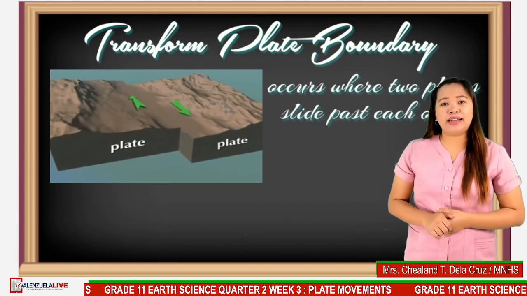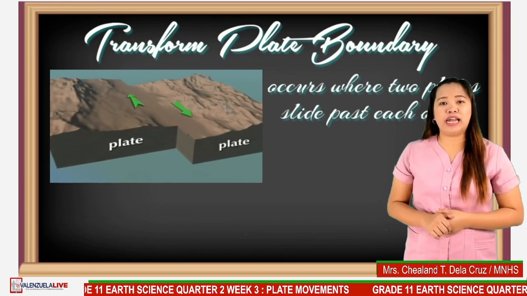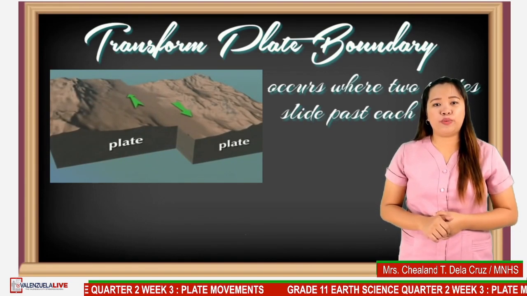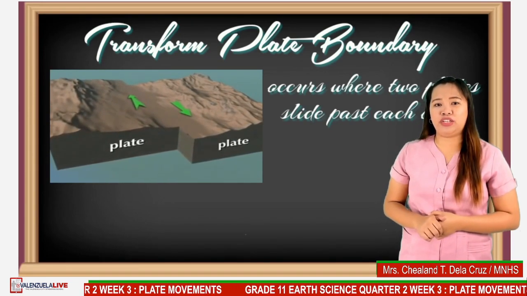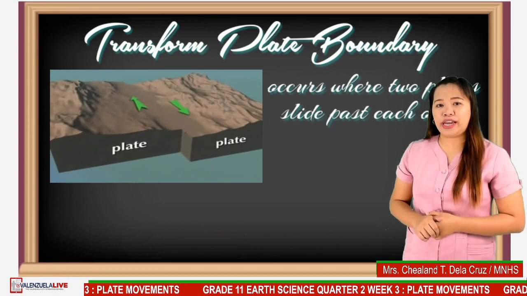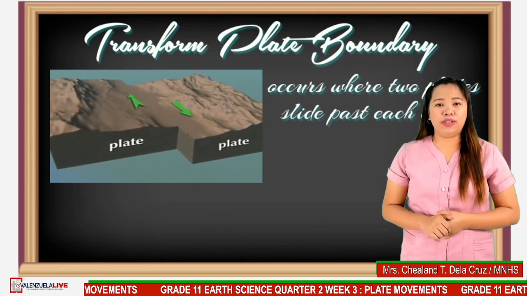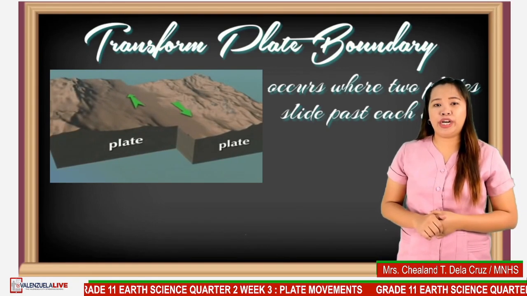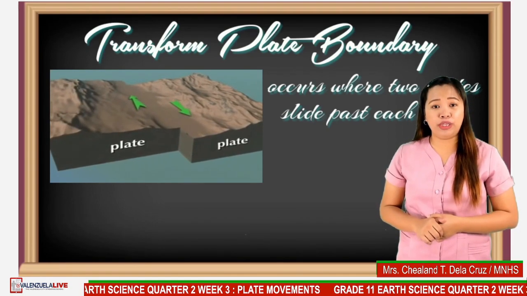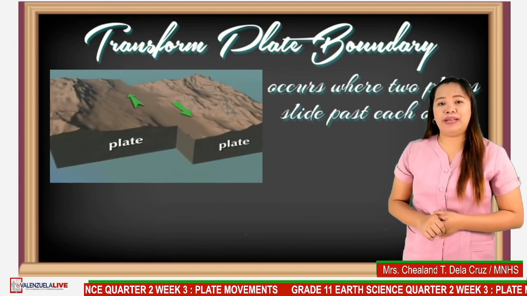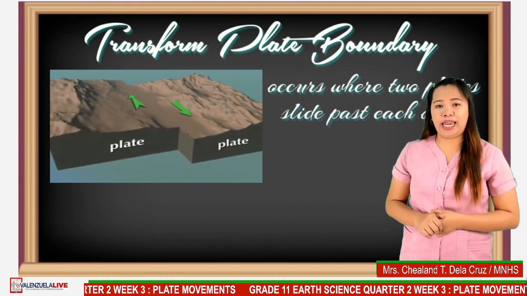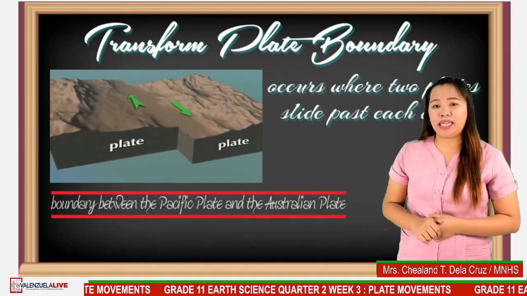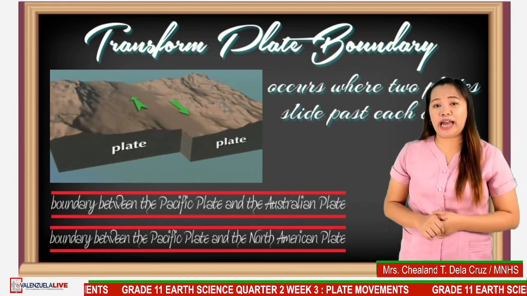The third and last type of plate boundary is the transform plate boundary. It is located in areas where two plates grind past each other in opposite directions along what are called strike-slip faults. Examples of zones where this type of boundary can be found are the boundary between the Pacific Plate and Australian Plate crossing New Zealand, and the boundary between the Pacific Plate and North American Plate in California.